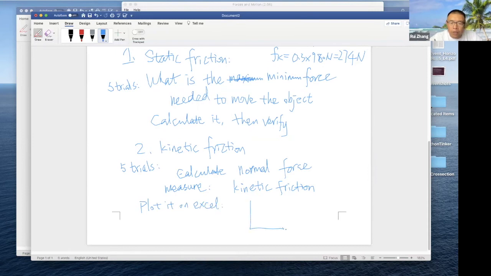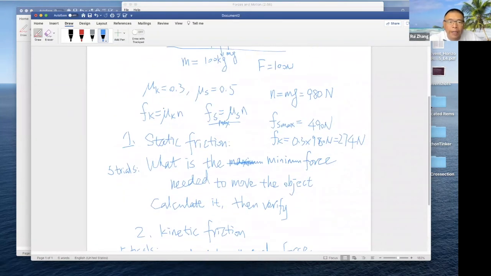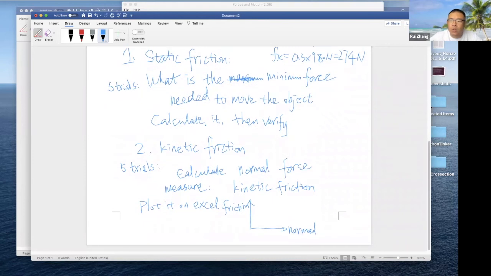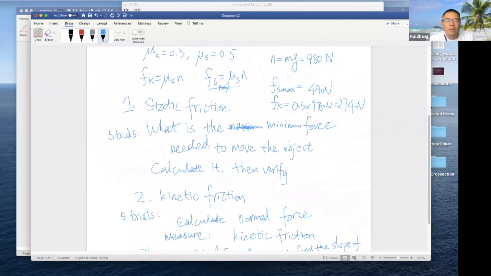So again, use this kind of plot: friction versus normal force. So what do you expect? Because we know Fk equals mu k times N, right? We'll expect a straight line here, okay? We'll expect something like this. And then again, I want you to fit it and find the slope of the line, and this slope should give you nothing but the coefficient of kinetic friction.